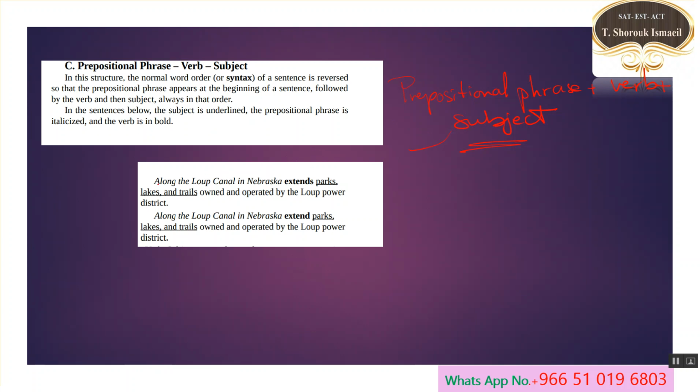Let's have an example. Along the Loop Canal in Nebraska. What is it? I have "along" here, a preposition, and I have a phrase, so it is a prepositional phrase at the beginning of my sentence. "Extends" is my verb. So this structure will be as follows: my subject will come at the end of my sentence, after the verb, not before. So parks, lakes, and trails.